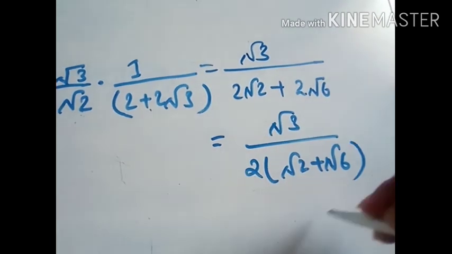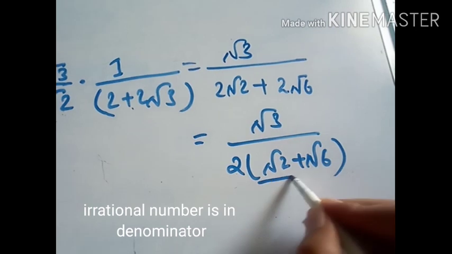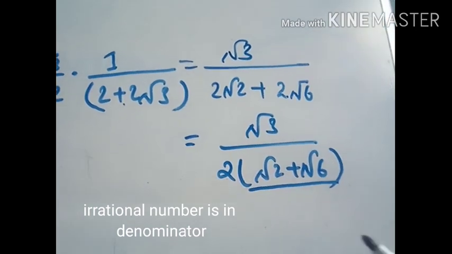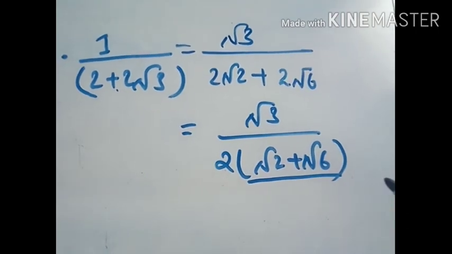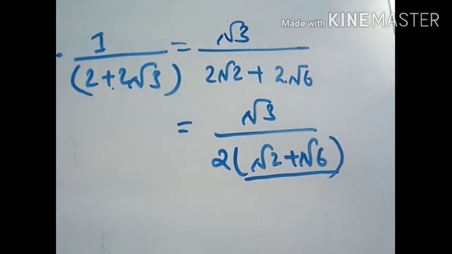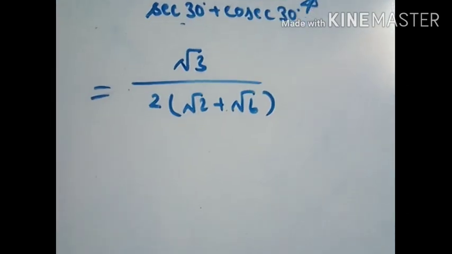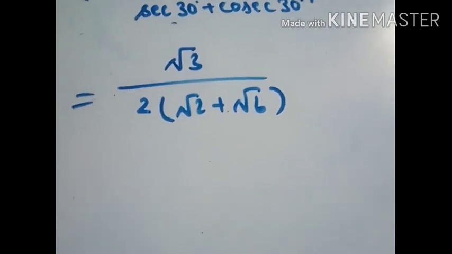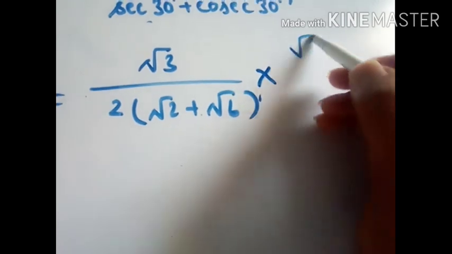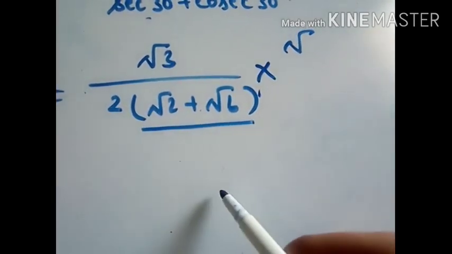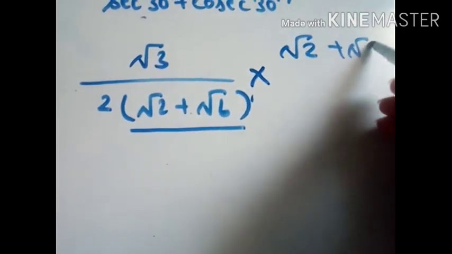Okay, now this is not going to be your answer. The reason being irrational is in denominator and you have to reduce this irrational number. For this purpose you have to rationalize it. So my next step is rationalizing this denominator. Now I am going to rationalize this value. So for this we will multiply with the conjugate of this irrational number. So it becomes root 2 plus root 6.